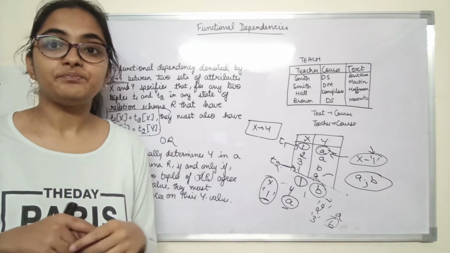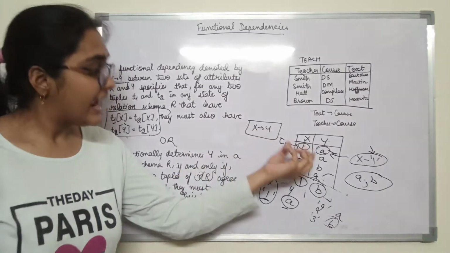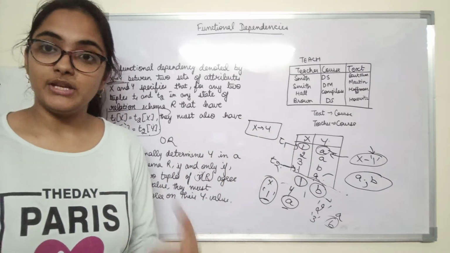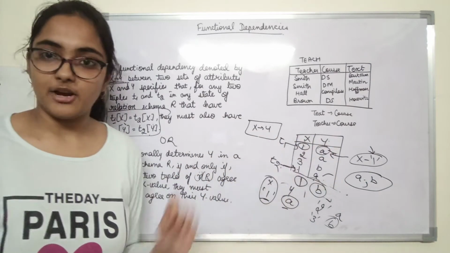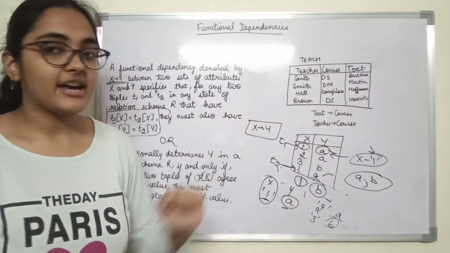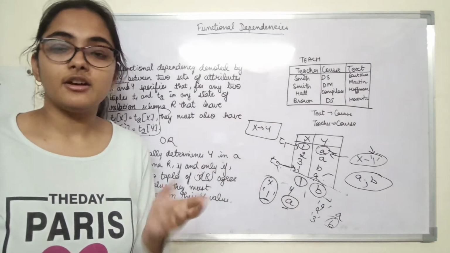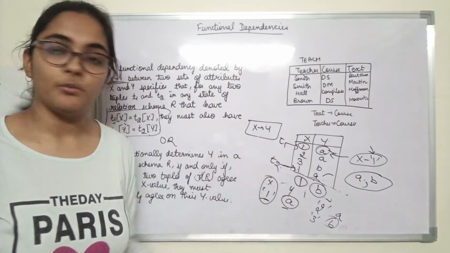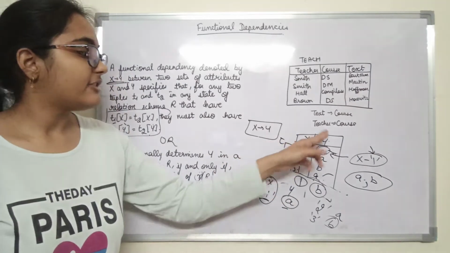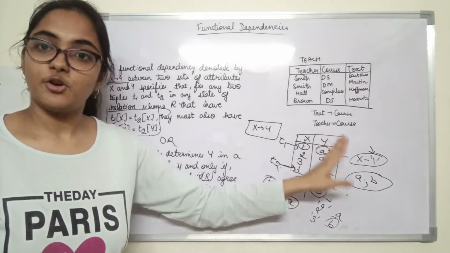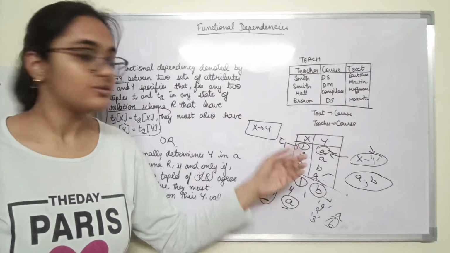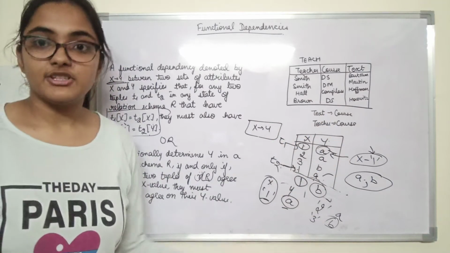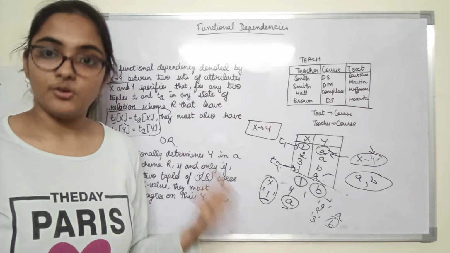We also say that the value of y component of a tuple can be uniquely or functionally determined by the value of x component of a tuple, or there is a functional dependency from x to y, or y is functionally dependent on x. So these are various ways in which we say that a functional dependency holds.